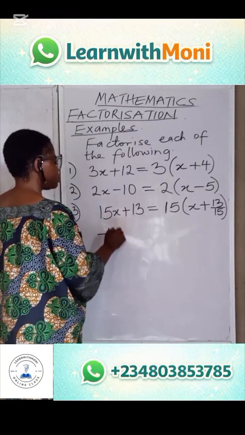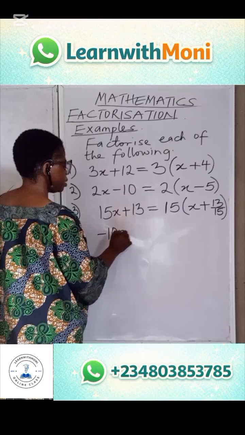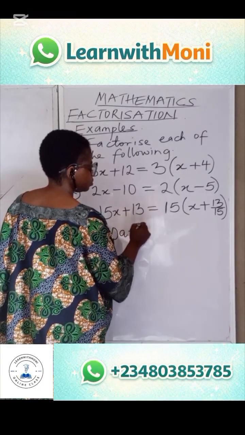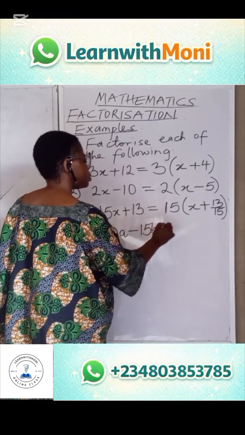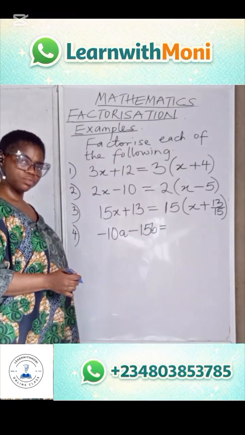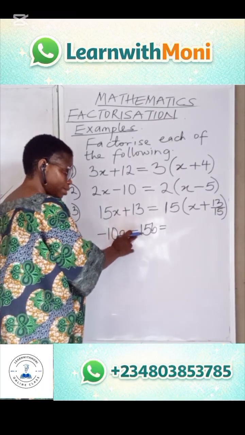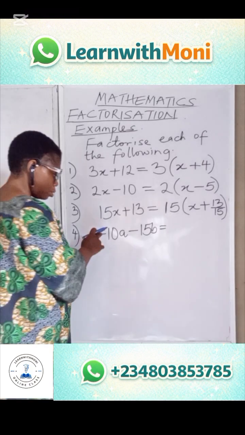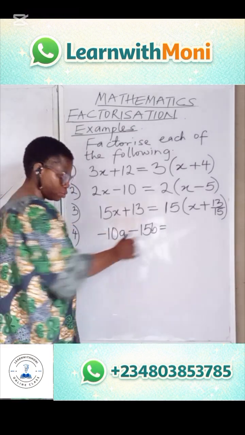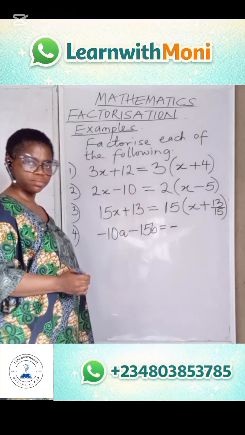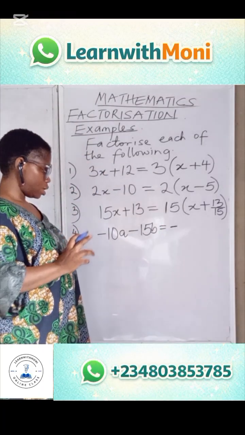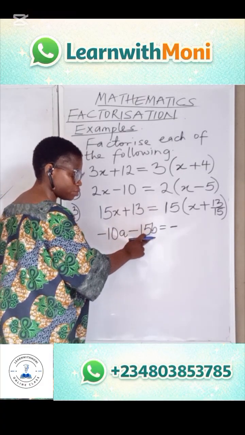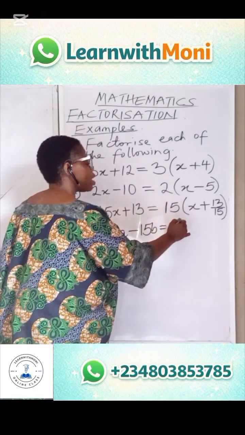Let me have minus 10A minus 15B. Let us look at these expressions. I'm trying to factorize this expression. Minus is already common to both of them, so I will bring it out. Another thing that is common: the highest common factor of 10 and 15 is 5, so I'll bring the 5 out.